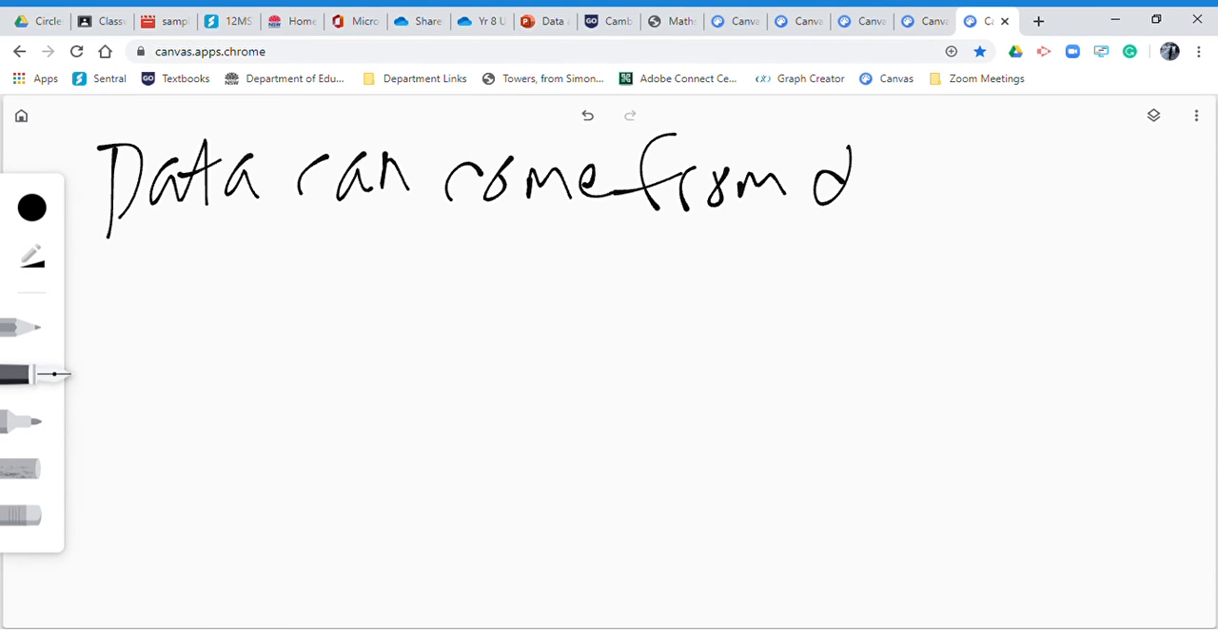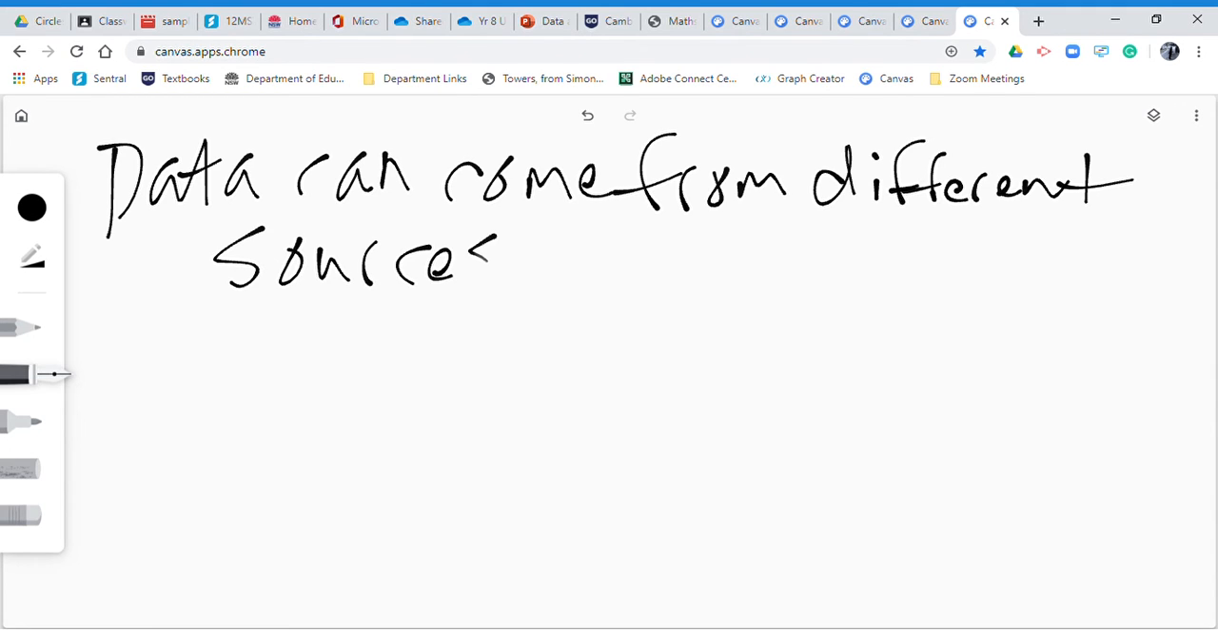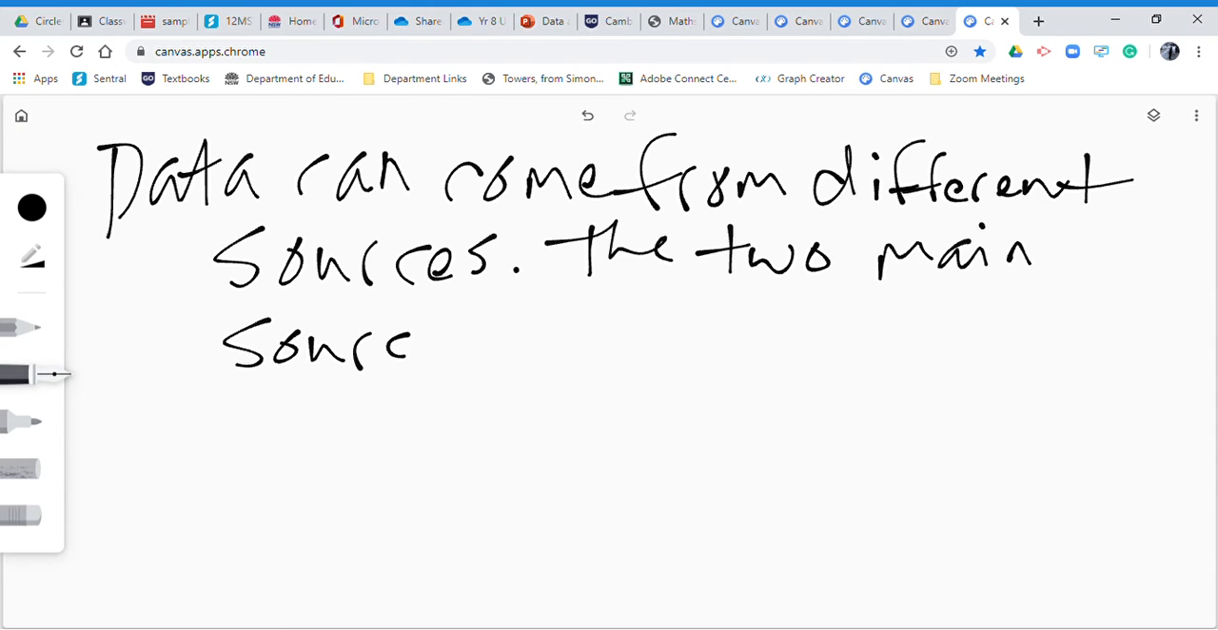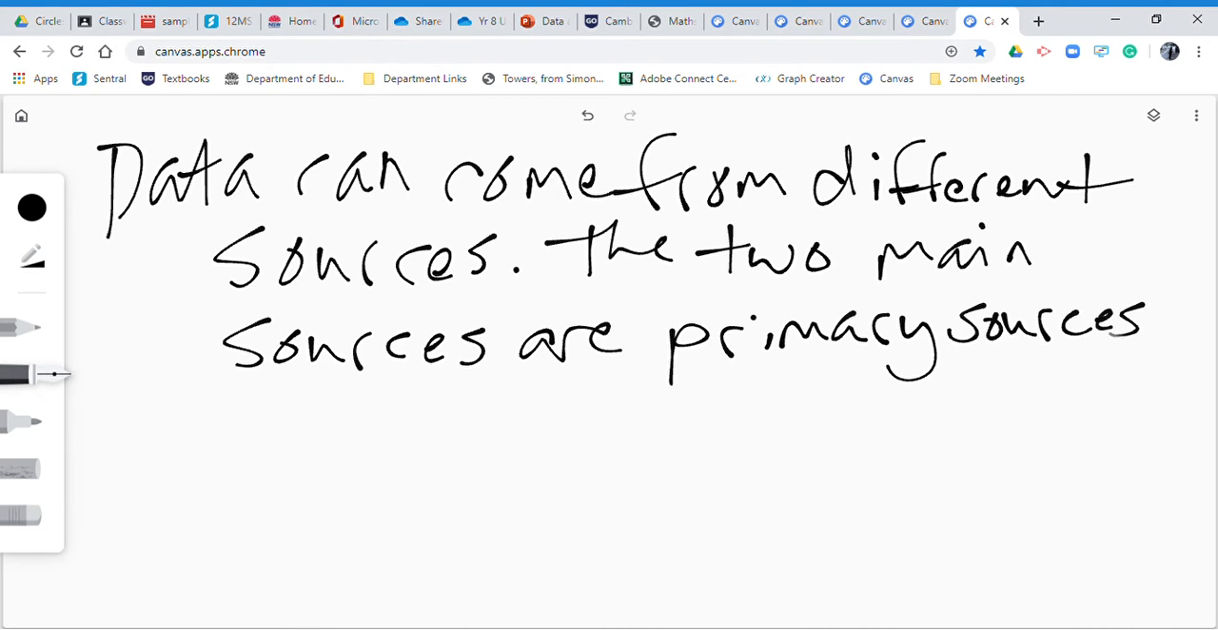Data can come from different sources. The two main sources are primary sources and secondary sources.